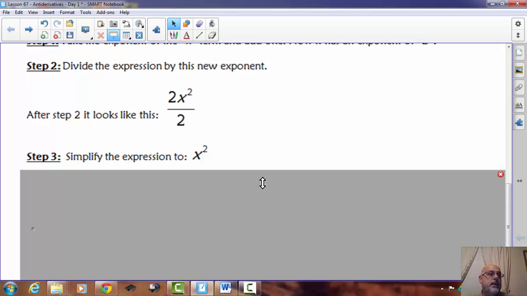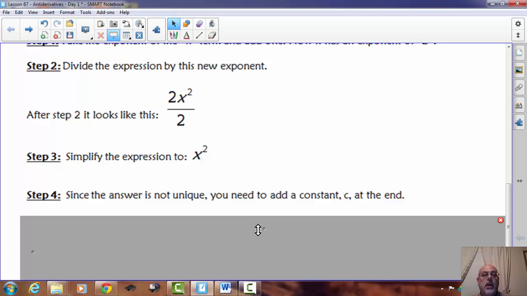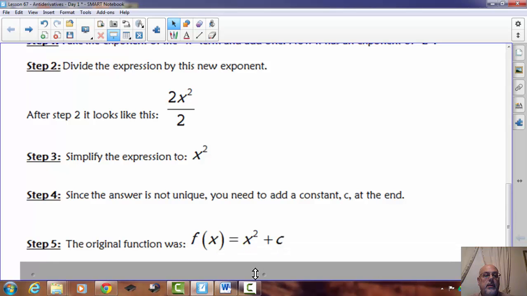But we don't know if there's a constant after that, like a 7, a 3, a 5, any number, -6. We don't know what that is yet. And we'll get to finding that out in the next couple of days, or maybe after Christmas vacation. So you'll have to deal with the suspense right now of not knowing what c is. So in the absence of being able to figure that out, we just tack on a c at the end. So the original function was f of x equals x squared plus some unknown c.